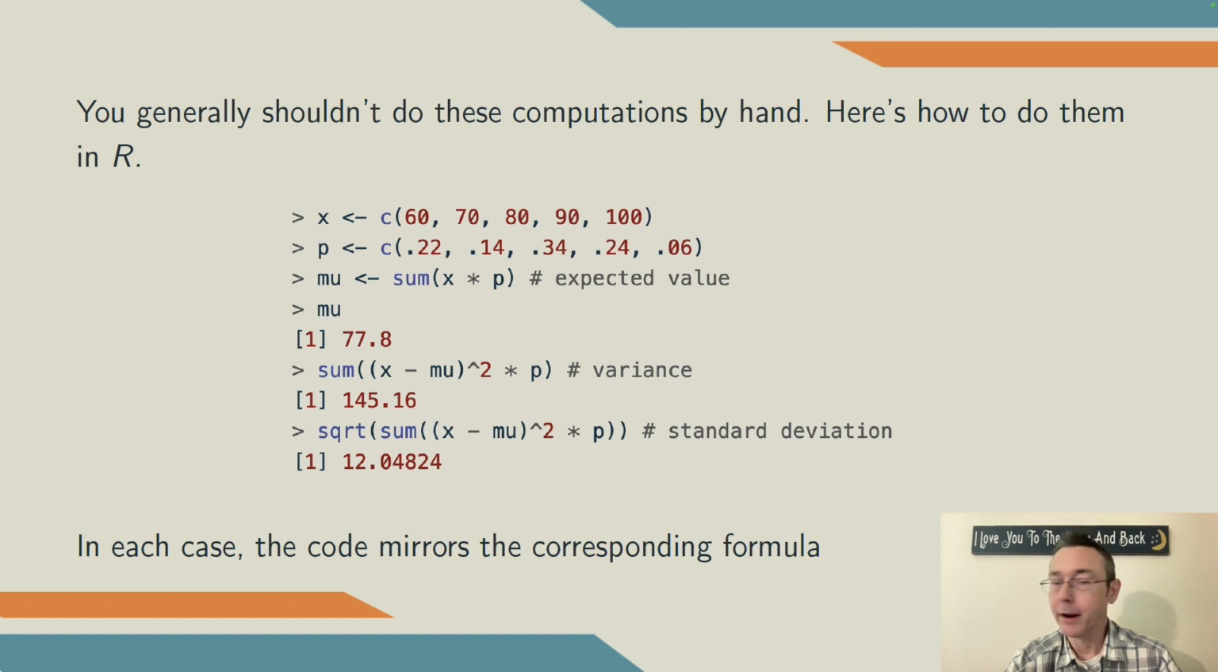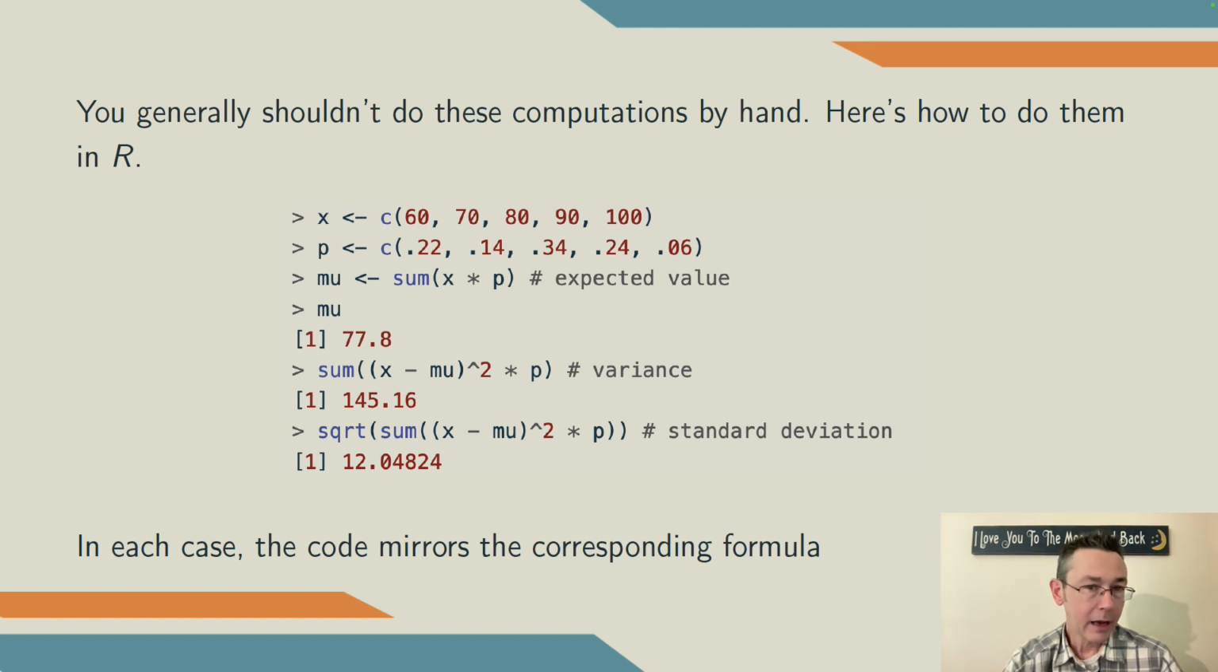Notice that the code there, sum of x times p, exactly mirrors the formula for expected value that we saw a few slides ago, sigma x times p of x. Similarly, the code for the variance and standard deviation both mirror the formulas that we saw earlier. In particular, the standard deviation is square root of the sum of x minus mu quantity squared times p.